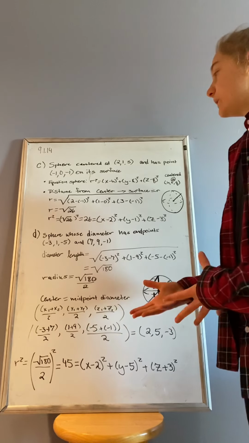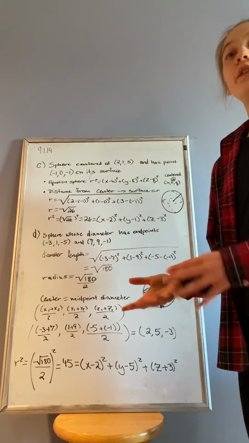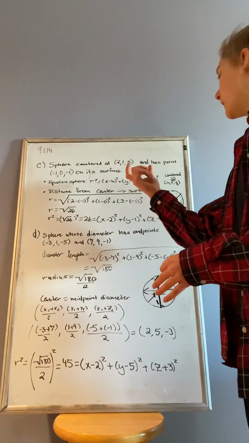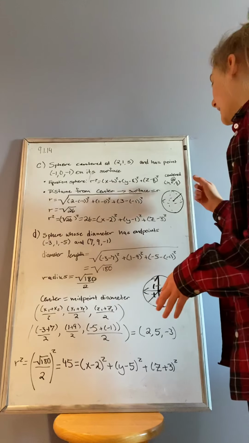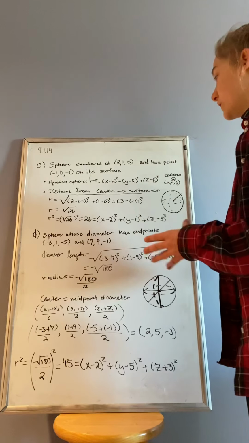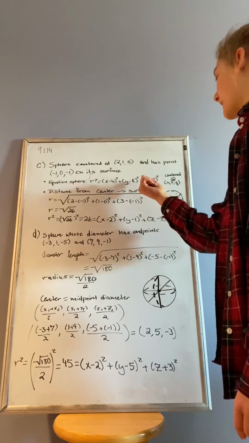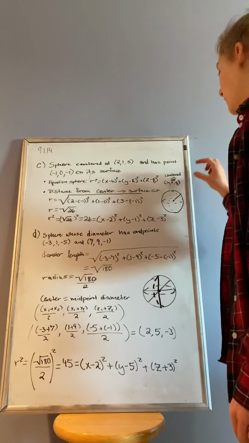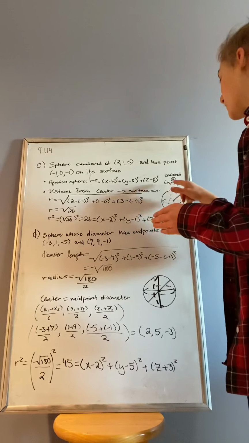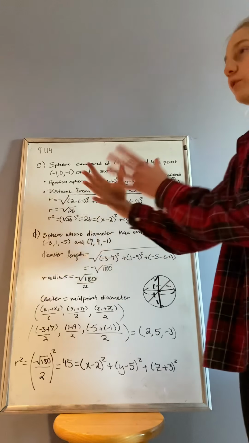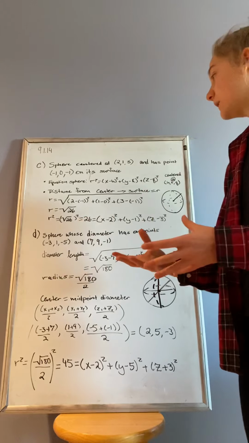So in class we used the Pythagorean theorem to find the equation of a sphere. And when it's not centered at the origin, you have to account for that by doing x minus h, y minus k, and z minus q, where the center of your sphere is (h, k, q). And this comes from just the distance formula, basically.